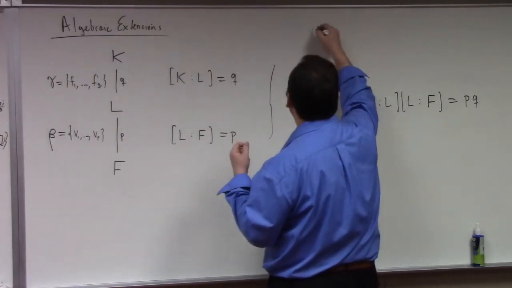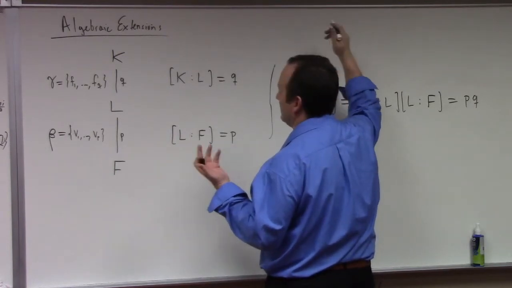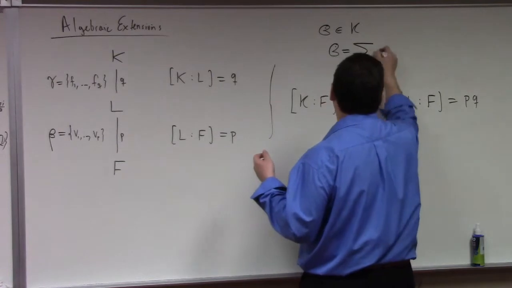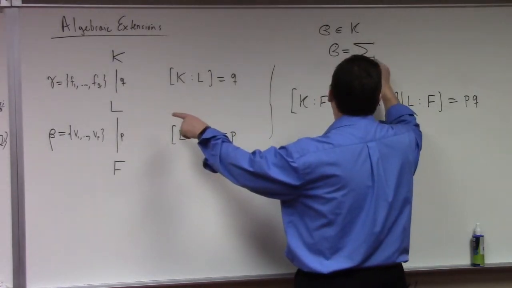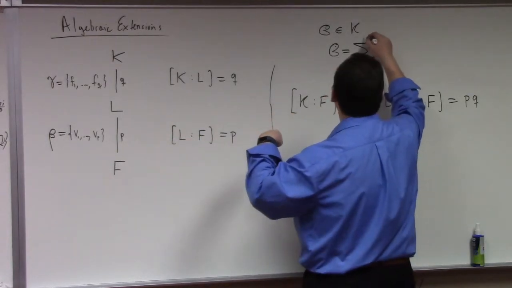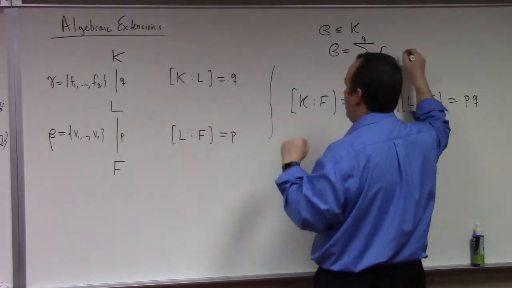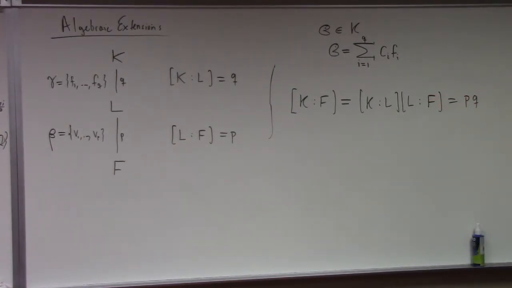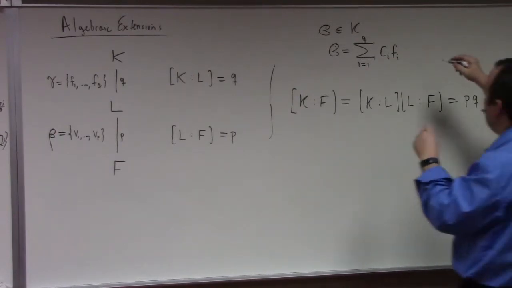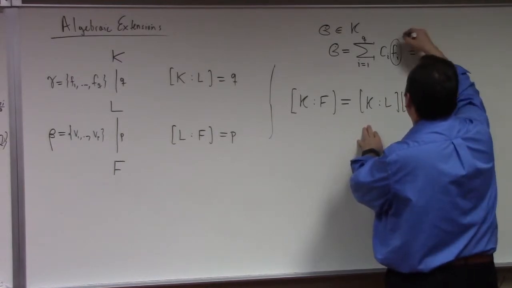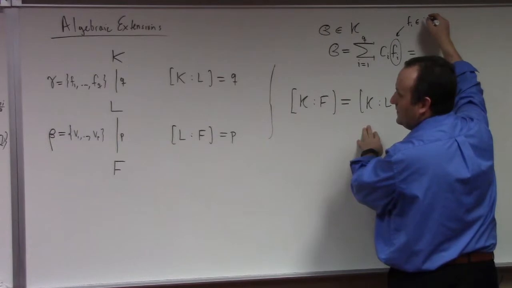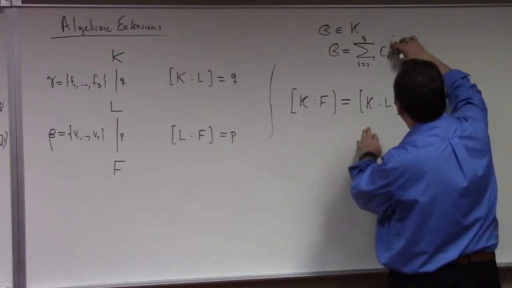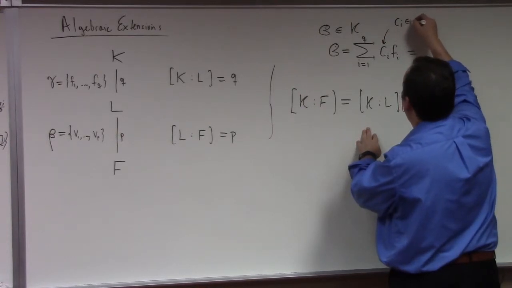you take something in K. If I take Pac-Man in K, that means that Pac-Man is equal to a sum of what? The sum over i equals 1 to Q of c_i f_i, right? Because remember, K is a degree Q extension over L. And then what we did was we said, okay, well, we'll take that and we'll expand that. Where is c in? c is in L, right?